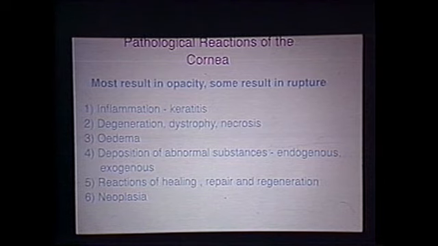The cells of the cornea may undergo degeneration, dystrophy or necrosis, and the cornea may undergo edema, which is extremely important with respect to the opacification of the cornea. In certain circumstances there can be deposition of abnormal substances, and these can either be of endogenous origin, such as calcium, or of exogenous origin, such as metabolites from a particular chemical substance.